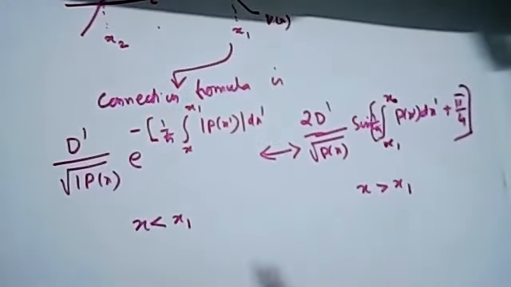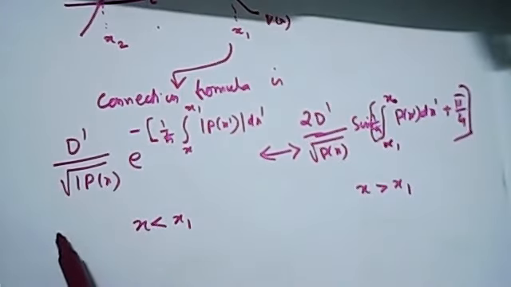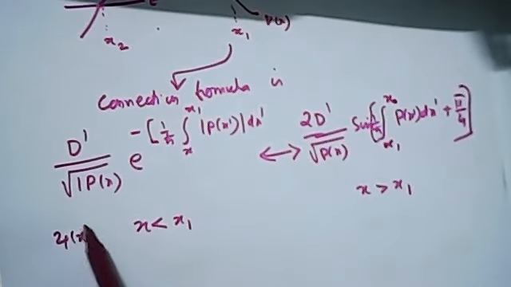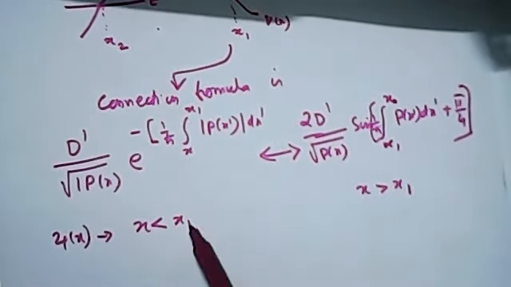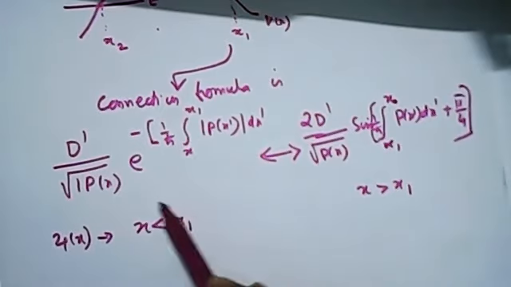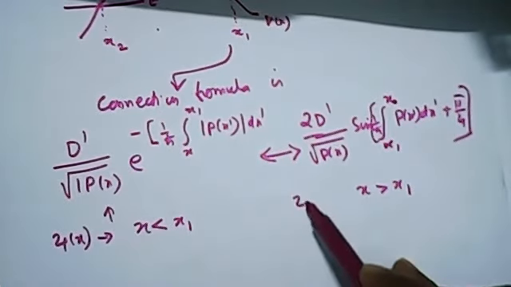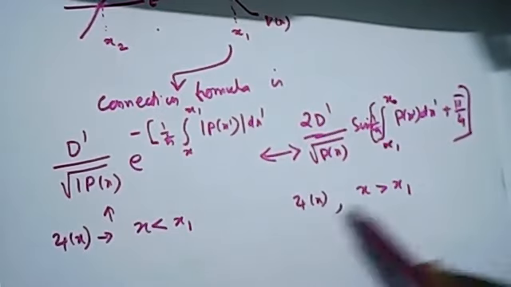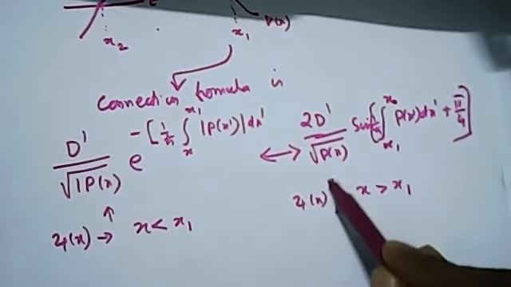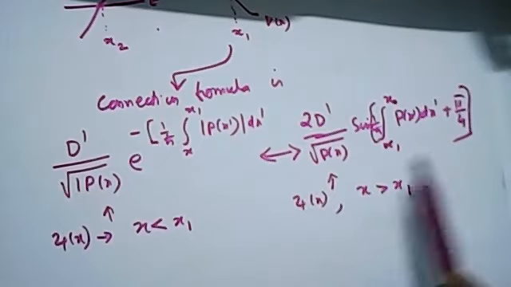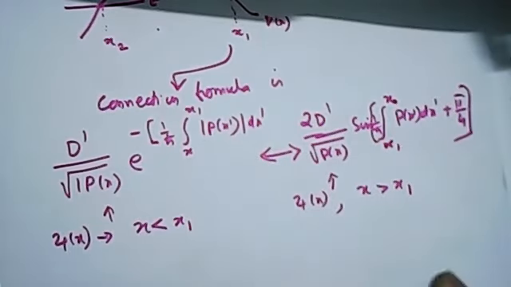Okay, so this is the wave function psi of x when x less than x1, it is this one, and psi of x when x greater than x1, it is this one. Okay, so this is the connection formula.